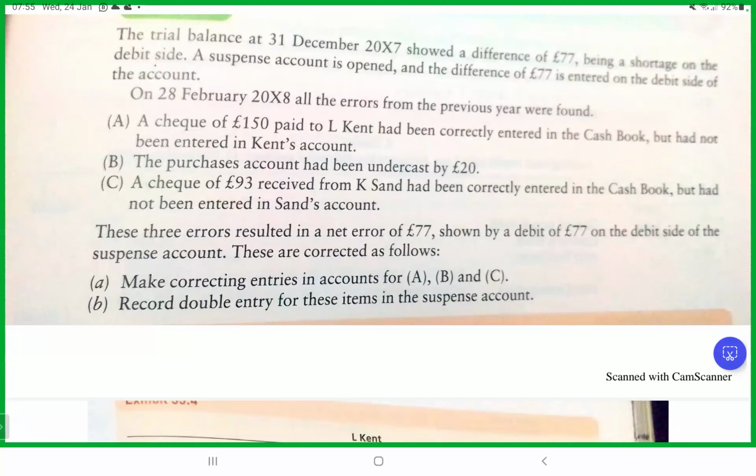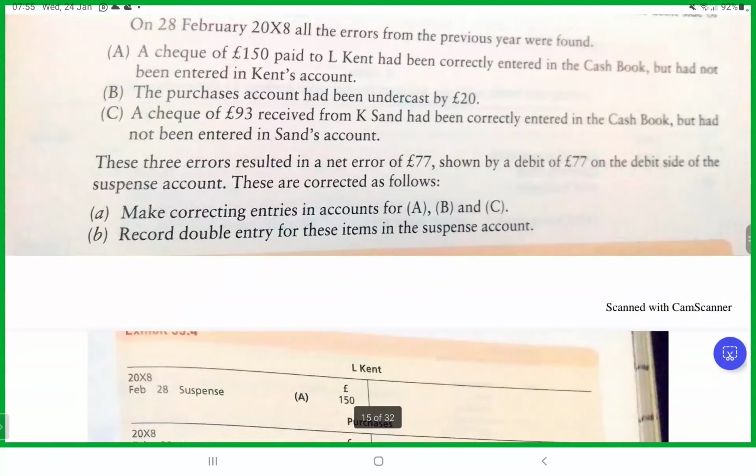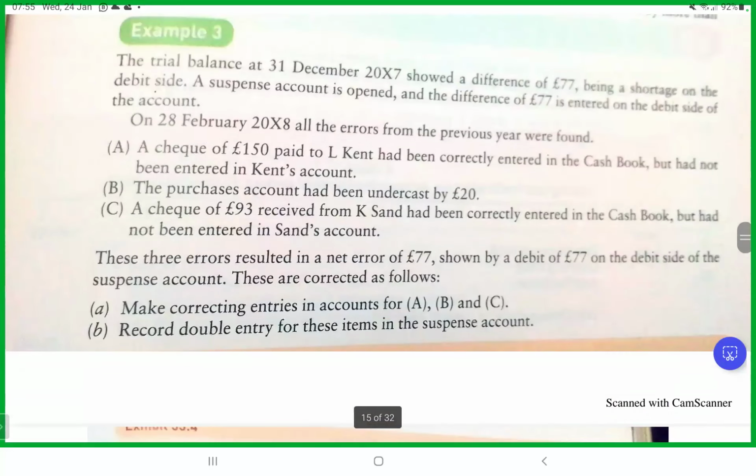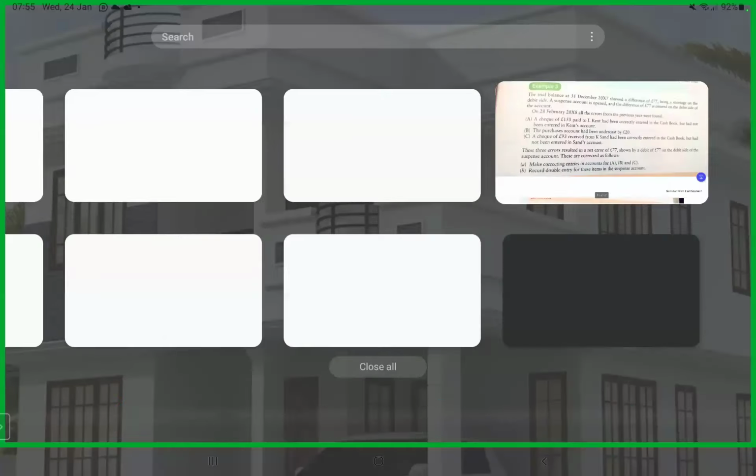So now, there was a check that was paid to someone, meaning someone received a check. But this had been correctly entered in our cash book, but it had not been entered in their account. So let's start with Kent's account that never received any entries. So if Kent's account never received, how do we correct the error?